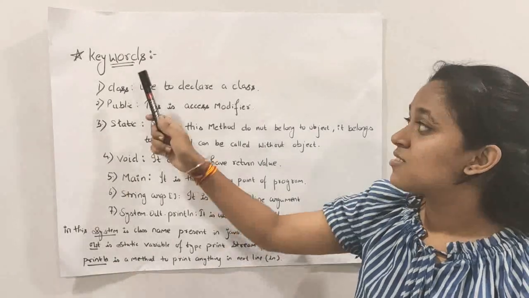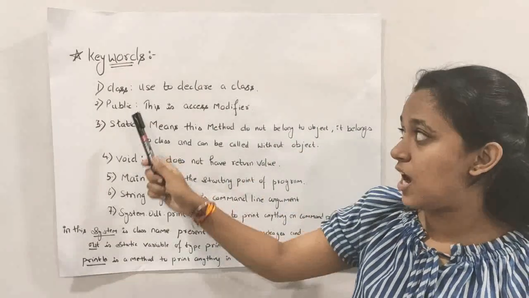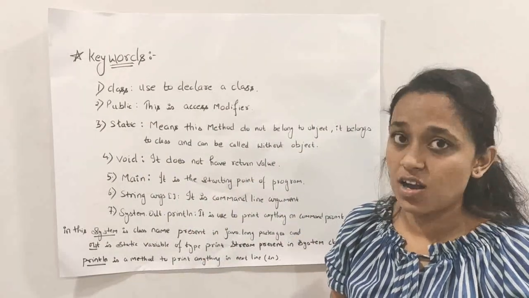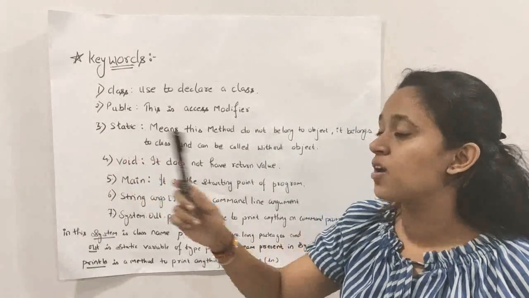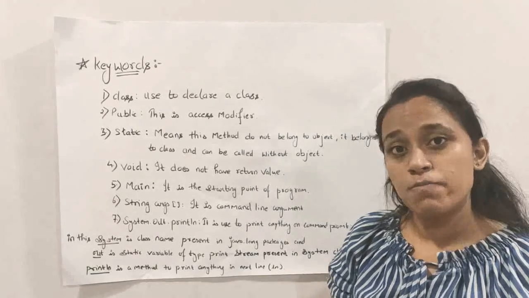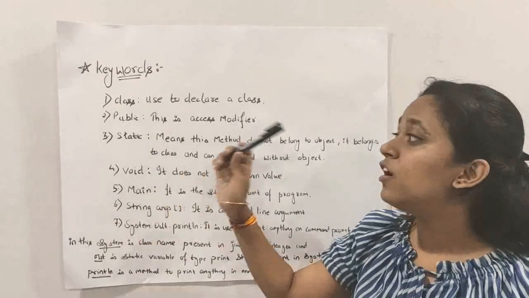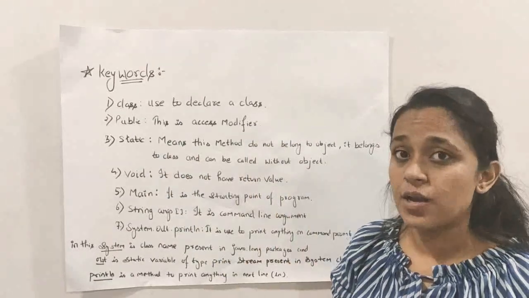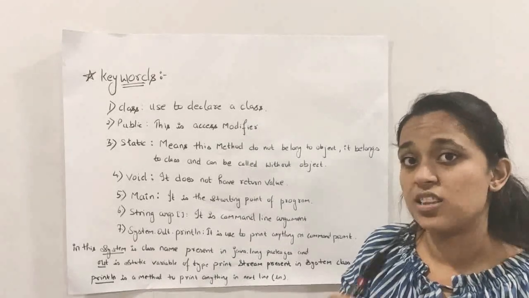Now we will discuss the keywords. Our first keyword is class. Class is used to declare a class. Our second keyword is public. This is an access modifier. There are three types of access modifier: public, private and protected. Here we have used public so that it can be accessed by JVM outside the class.